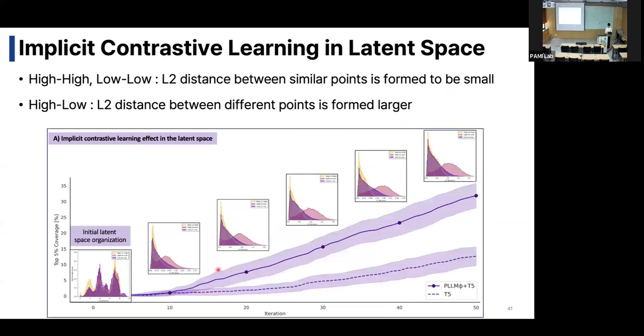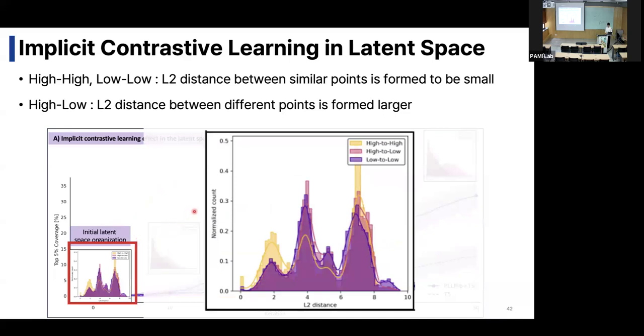And let's take a closer look at how the embedding space evolves during fine-tuning. I will refer to high-performing points as high and low-performing points as low. Since points in the high group share similar strong performance, they should ideally be embedded close to each other. Likewise, low points should also cluster together. In contrast, high and low points represent very different function values, so they should be embedded far apart.